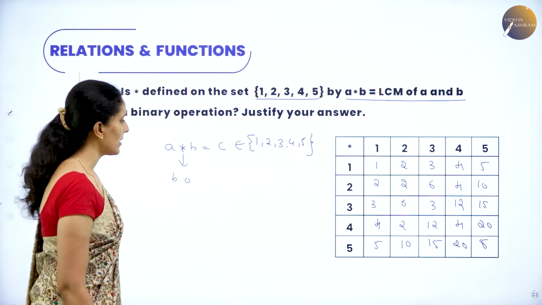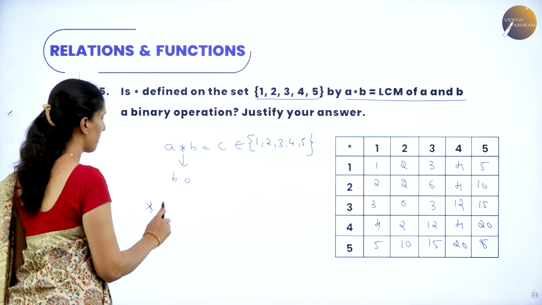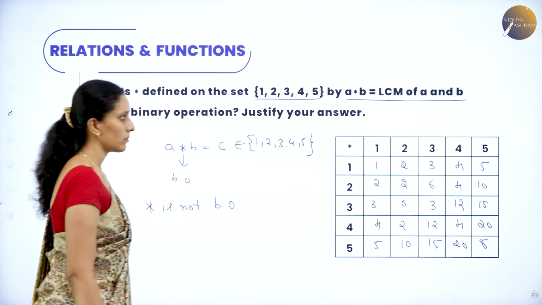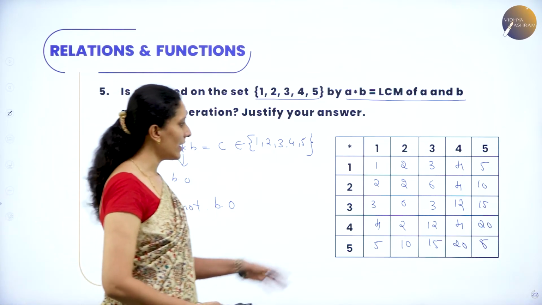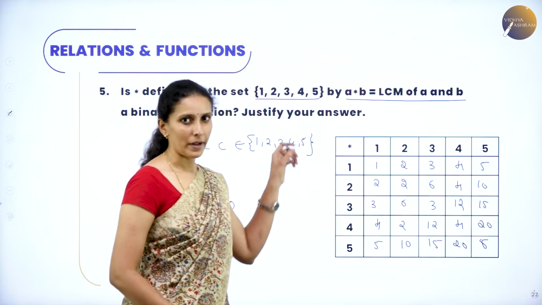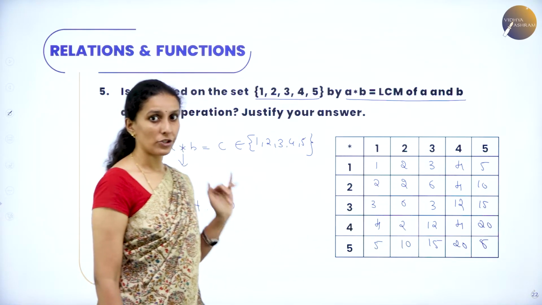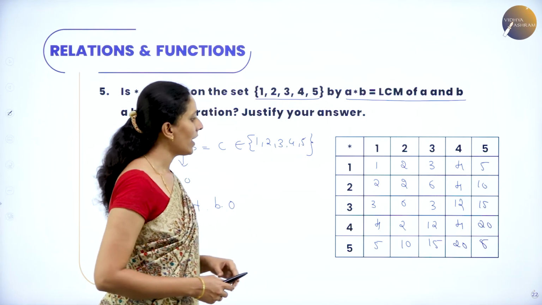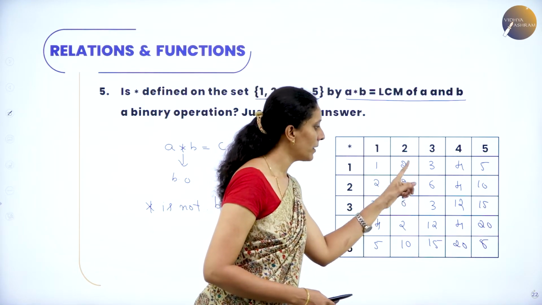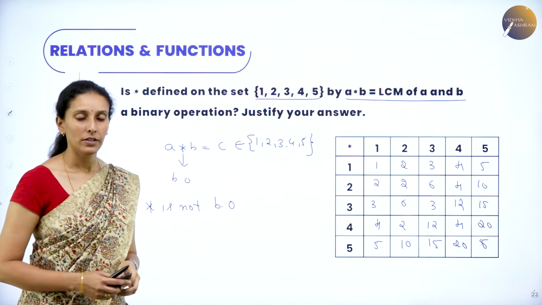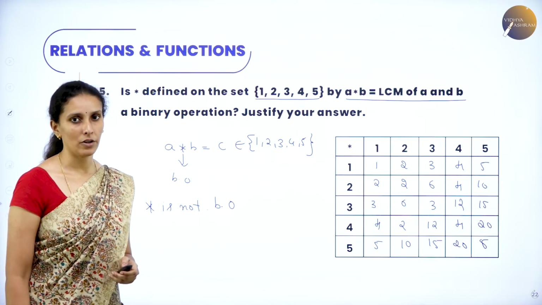So clearly you can see star is not binary operation. We can also take any example to show that it is not a binary operation, but this can also be verified with the help of the operation table. Justify your answer here. We don't find any element 6, 12, 15, 20 in the given set. So therefore, star is not a binary operation.